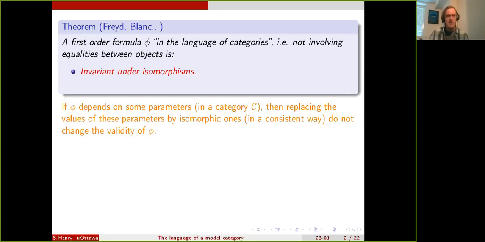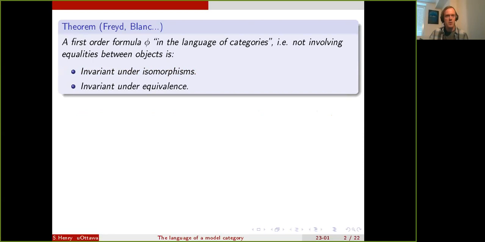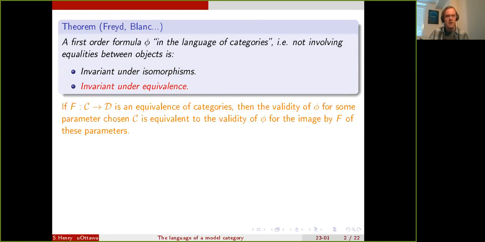And by that, I mean that if the formula depends on some parameters, which live in some category, and you replace those parameters by isomorphic ones in a consistent way, then that does not affect the validity of the formula on the parameters. And this formula should also be invariant under equivalence, meaning that if you have an equivalence of categories and you apply the underlying functor of the equivalence to the parameter, then that also does not change the validity of phi. So the precise definition of this language will follow from a more general thing I will talk about later in the talk. In the meantime, I will just give you a couple of examples of formulas in this language.